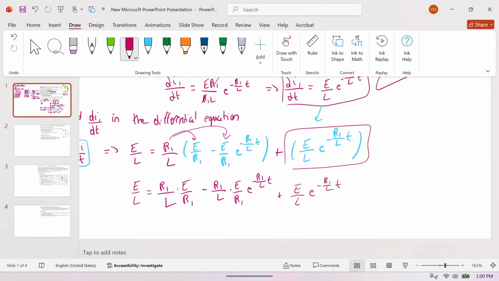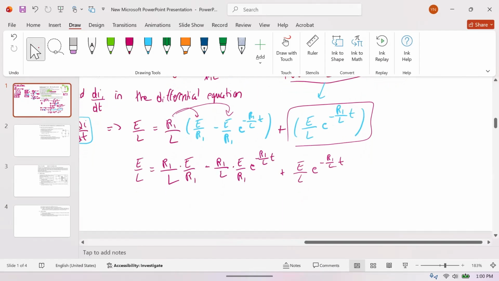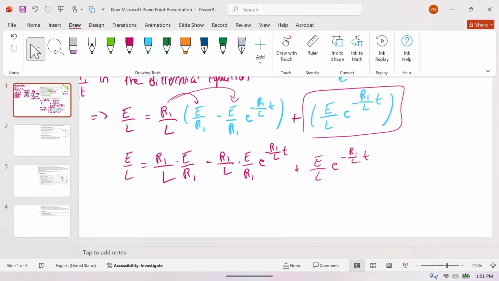Okay. Now I'm supposed to get 0, just like the quadratic equation. When I replace with the solution, I'm supposed to get the 0. I'm expecting that. So now what do I have here? I have R1, R1, R1, R1. They can be cancelled. If you notice, we have here E over L only. And on the left side, I also have E over L, so I can remove them. Now, R1 and R1, we get rid of them.